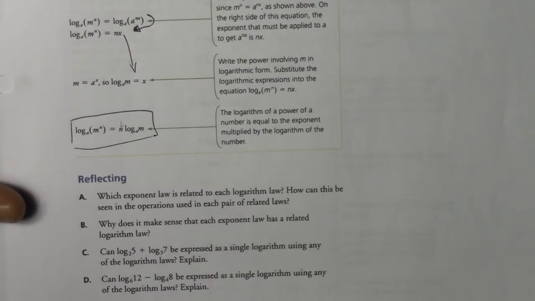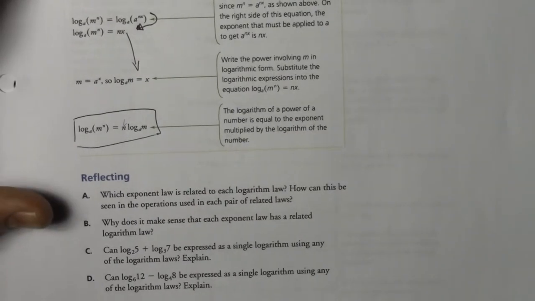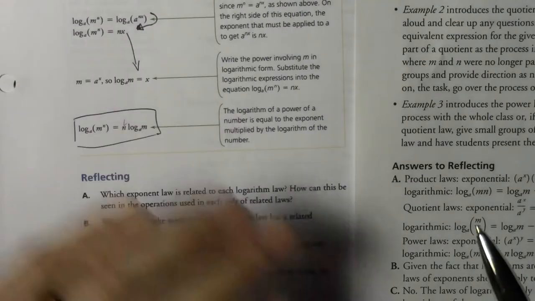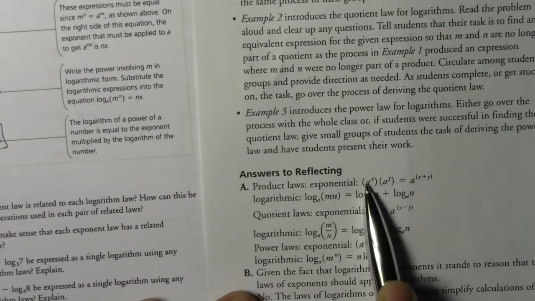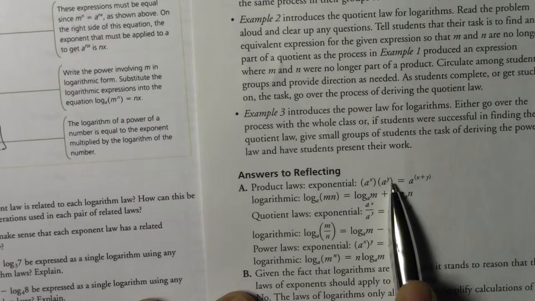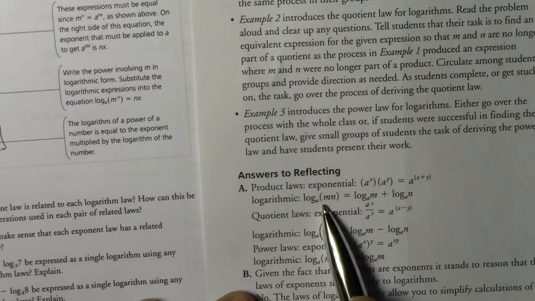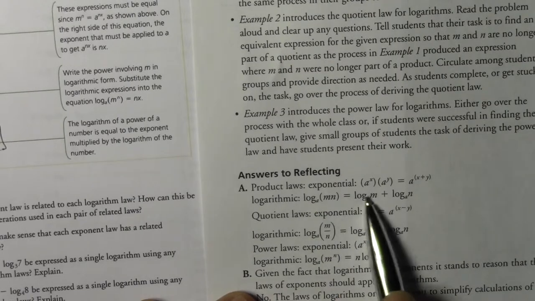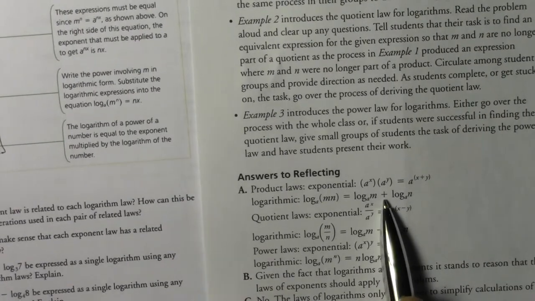All right. So A, which exponent law is related to each logarithm law? How can this be seen in the operations used in each pair of related laws? The first one is our product law. We recall it for exponential terms: a raised to the exponent of x times a raised to the exponent of y is a to the x plus y. Our logarithm law that goes with that exponential law is this. Where we have m and n in brackets, we can now separate them, adding an addition between those two logarithms. That's the first one we covered.